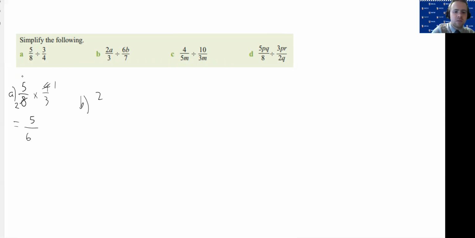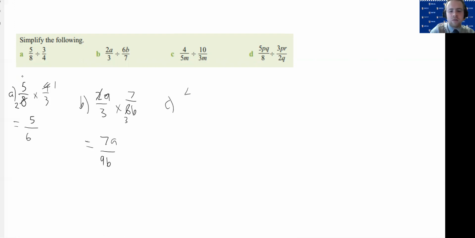For this one, it becomes 2a over 3 times 7 over 6b. You can cancel the 2. And we end up with a times 7, which is 7a, and then 3 times 3, which is 9b.